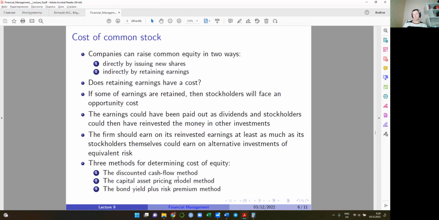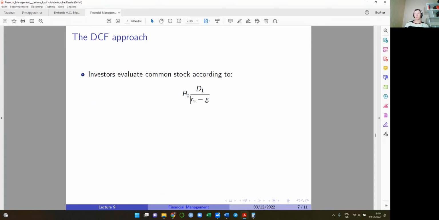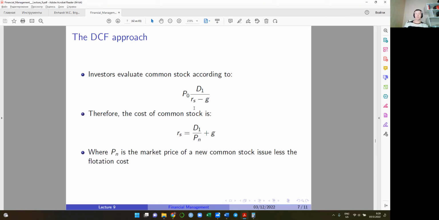We know from lecture 5 that investors evaluate common stock according to the following formula. So there must be an equal sign here. P0 equals D1 over RS minus G. From here, we express RS. So RS is D1 over Pn plus G. Again, what is Pn? Why not P0? Because Pn is the market price of a new common stock issue less the flotation cost.